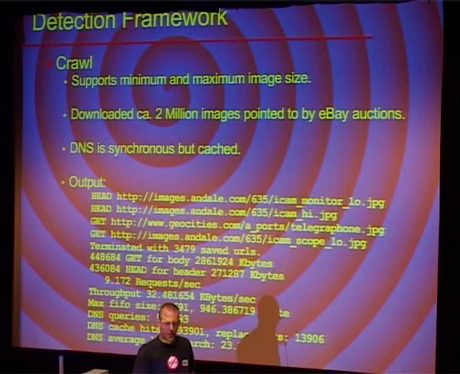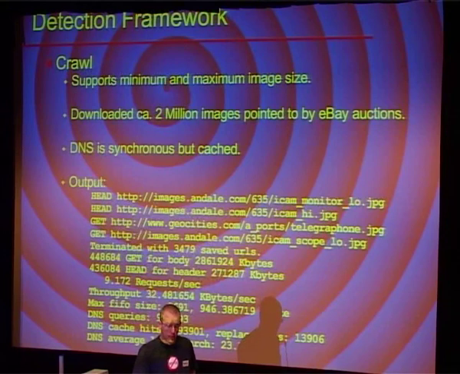And so far, I've downloaded about 2 million images that I got off eBay auctions. Why I did that, I will explain in a moment. The only drawback is that the DNS is synchronous, and since you go to many sites, you quite often block on the DNS hookup. But it's a depth first search, and I cache the DNS requests. So that sort of mitigates it.